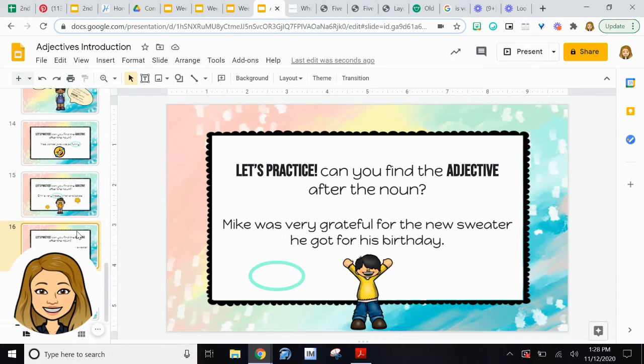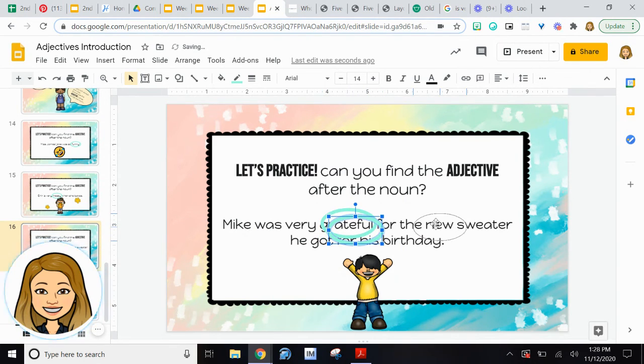How about this one? Mike was very grateful for the new sweater he got for his birthday. There are two adjectives in this sentence. Can you find them? Pause the video if you need more time to think about it. You're right. It is grateful and new. New is describing the condition of his sweater, and grateful is describing the personality of Mike.